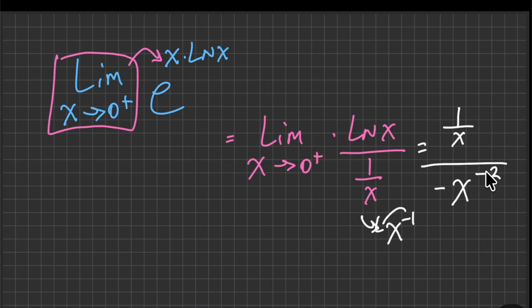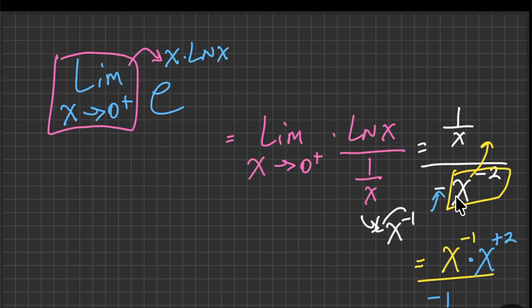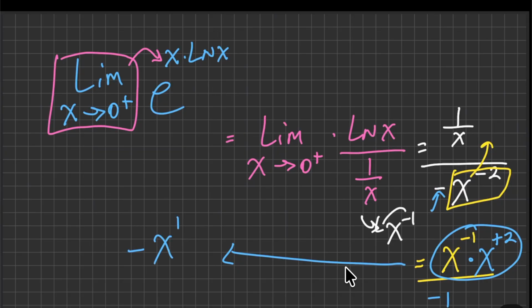I'm going to change the numerator to x to the minus 1. And then I'm going to take this x to the minus 2 and bring it up top and change the sign of the exponent. That negative 1 stays down below. You cannot move that negative up and make it a positive. So now, moving this way, if we multiply, we're going to keep the base and add the exponents. So we're going to end up with x to the first power over negative 1, or negative x.